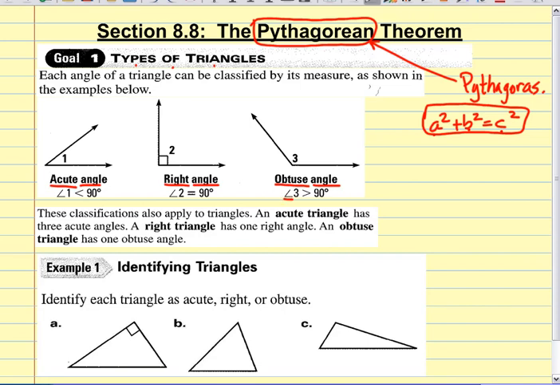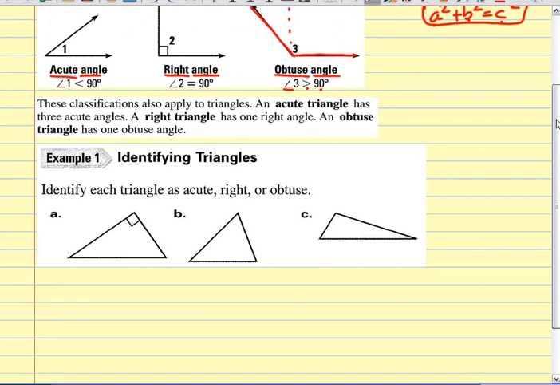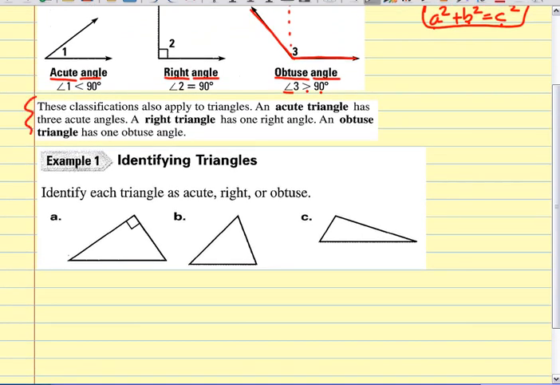Angle 3 is greater than 90 degrees. If it opens up more than 90 degrees, because this would be 90 degrees, then we say it's obtuse. All right? Now let's scoot down here and look at this little comment right below. It says that these classifications also apply to triangles. The triangles can be classified based on their angles.